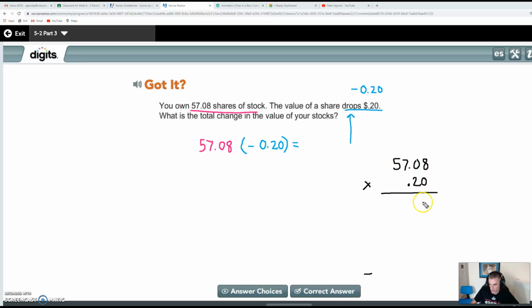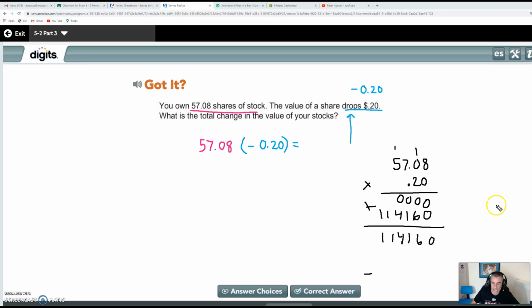All right, 8 times 0. Well, it's all going to be zeros, right? Because we're multiplying by a 0: 0, 0, 0, 0, plus I have to add a 0 there. All right, 8 times 2 is 16, carry the 1. 0 times 2 is 0, plus 1 is 1. 7 times 2 is 14, carry the 1. 5 times 2 is 10, plus 1 is 11. So I have 0, 6, 1, 4, 1, 1. Okay, so that's just the multiplication. And notice I ignored the decimal.